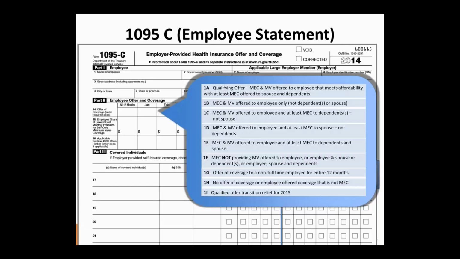So the tough part, I'm going to start on 14 and go through 14, 15, and 16. So you see 14, that's the offer of coverage. In that field, you have to indicate one of these codes on a month-to-month basis. So this is where you're going to prove your offer. And a big point here.